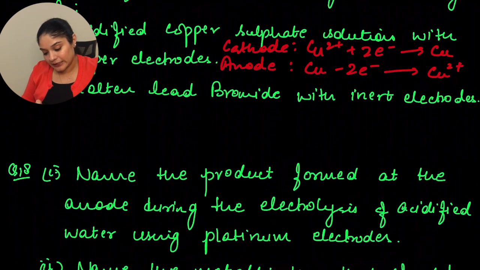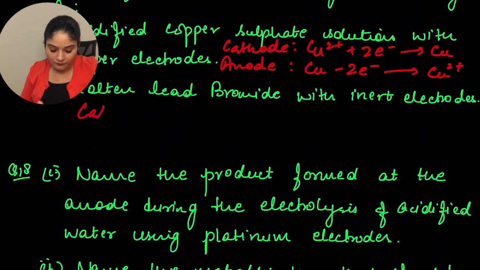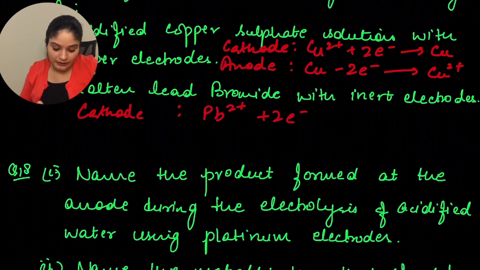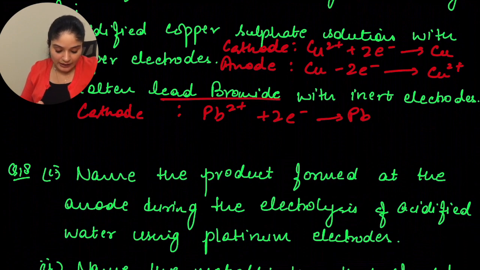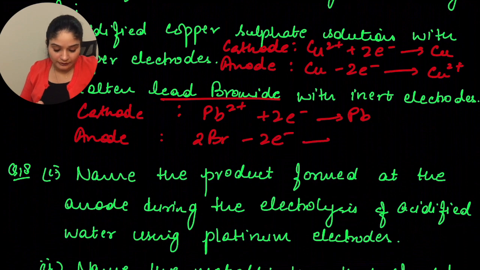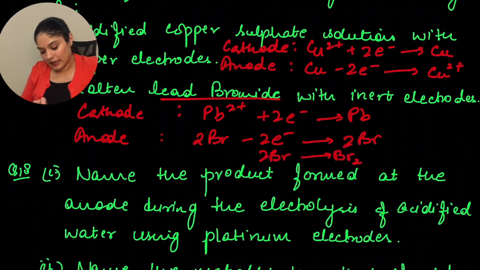The next is molten lead bromide with inert electrodes. At the cathode, you'll have Pb2+ + 2 electrons, and you'll get Pb. And at the anode, you'll have bromine, not lead, because you have lead bromide. So let me mention the name. At the anode, I will have 2Br- minus 2 electrons, giving 2Br, and the 2Br combine together to give bromine, Br2.